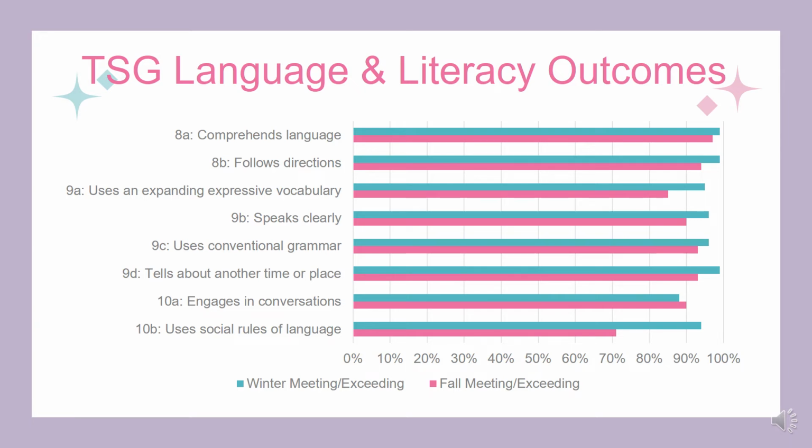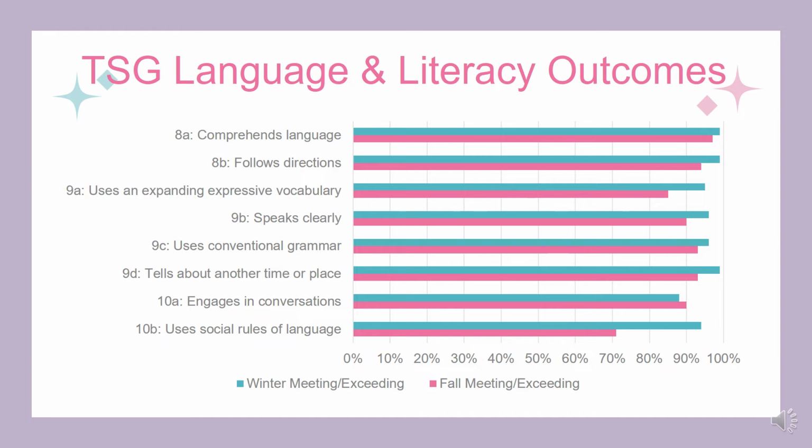We do see in 10A, engages in conversations, a little bit of a fallback. You'll notice that the pink bar for fall goes up to 90, and our bar for winter, the teal one, doesn't quite reach. And so it looks like we've had a little bit of a backslide on this. And that's not atypical. That can be for a lot of different reasons.